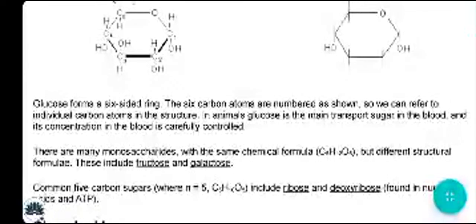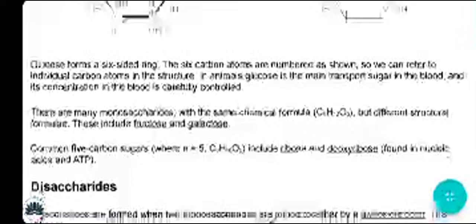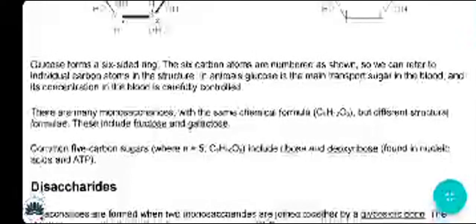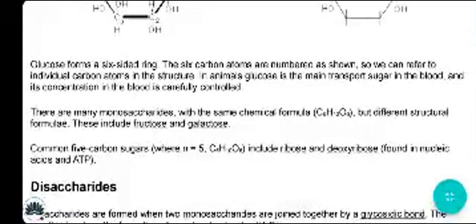In animals, glucose is the main transport sugar in the blood, and its concentration in the blood is carefully controlled. There are many monosaccharides with the same chemical formula, C6H12O6. This is the same formula for all the carbohydrates which have 6 carbons, because the general formula is the same.